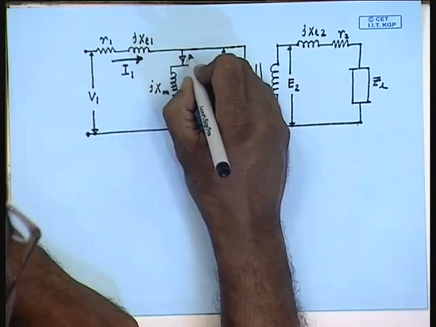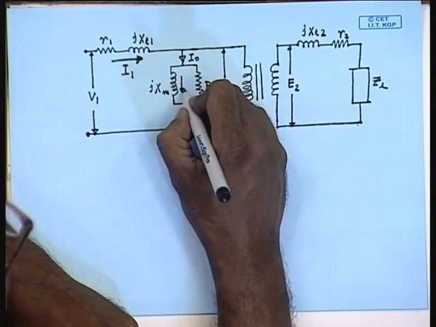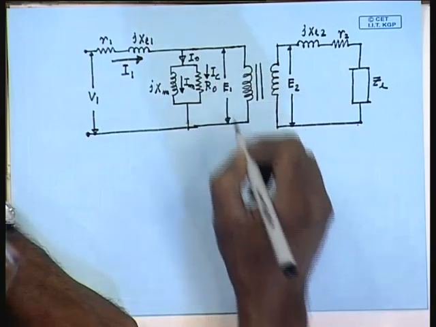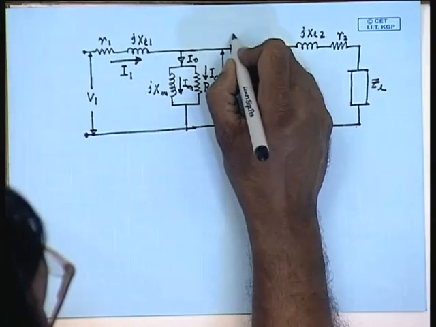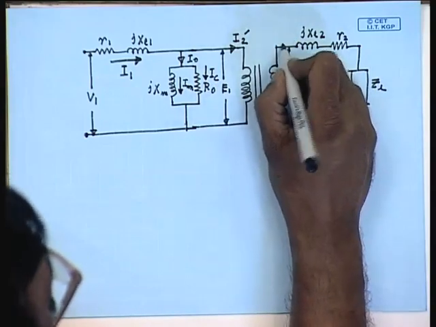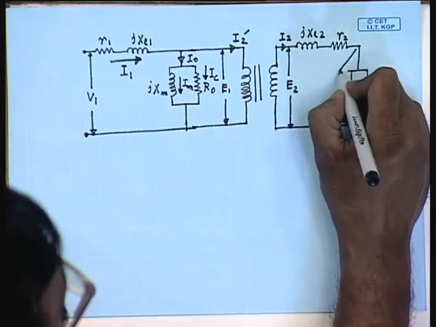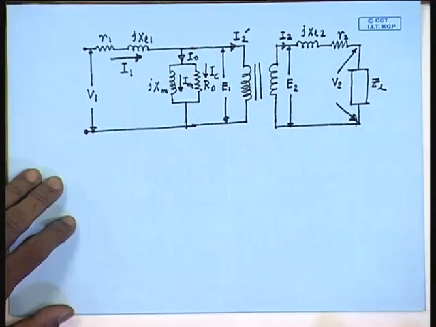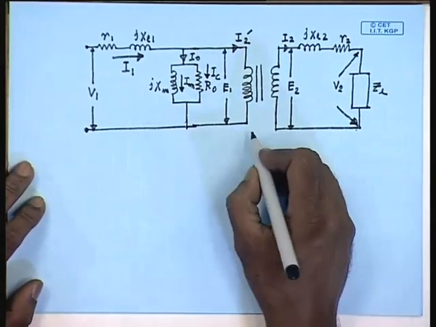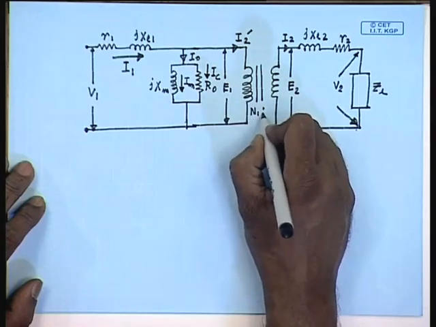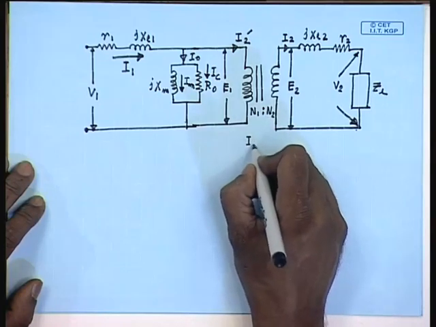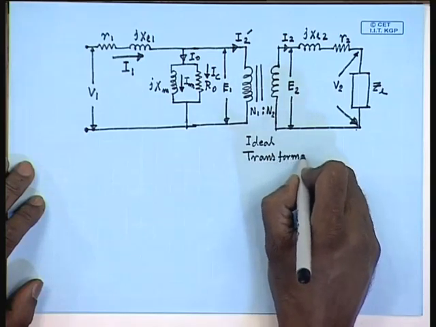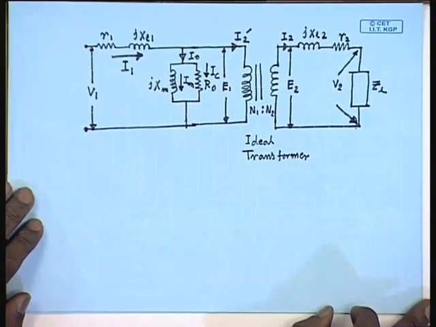I1, I0, IM, IC, I2 dash, I2 and V2. This was the original circuit model of the practical single phase transformer, which incorporated an ideal transformer with primary turns N1 and secondary turns N2.